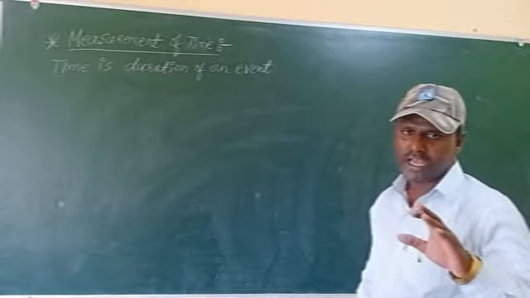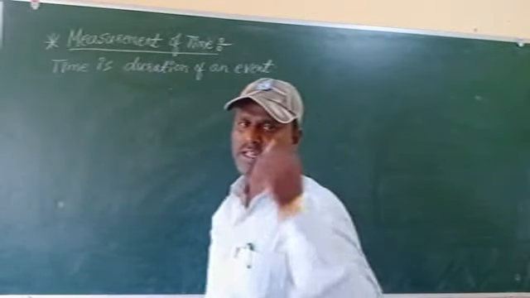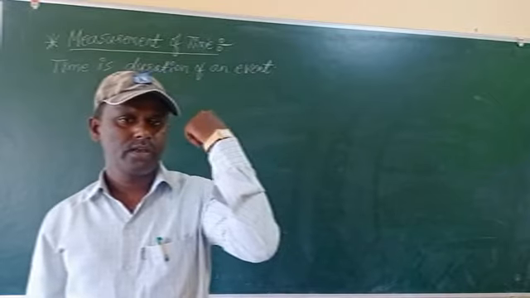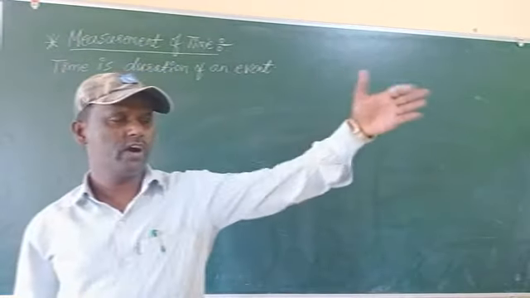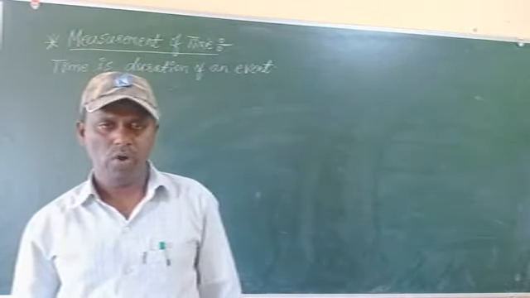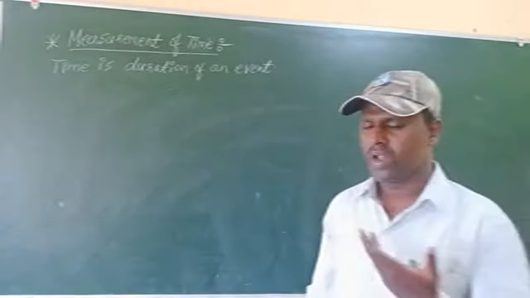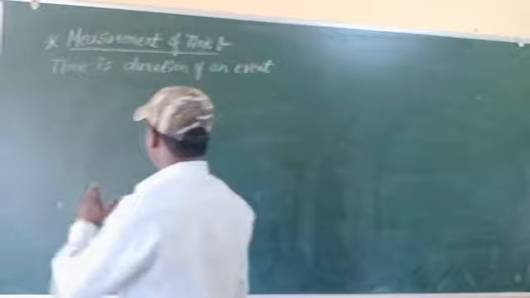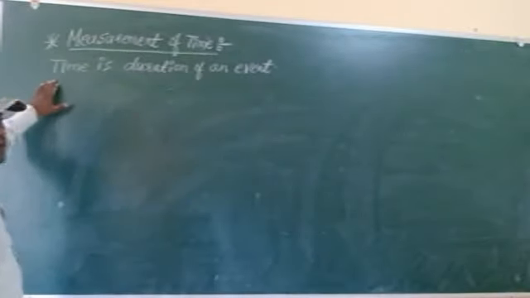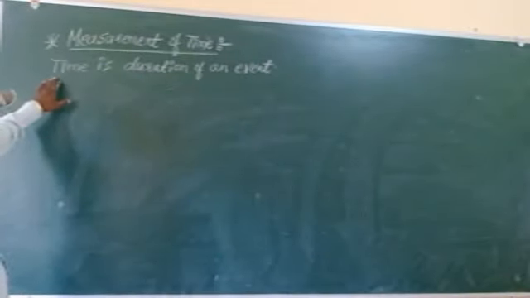So usually time is measured by using clocks, watches, wall clocks, wrist watches, and alarms. So time is usually measured by watches or clocks.